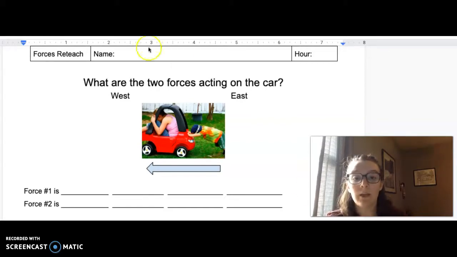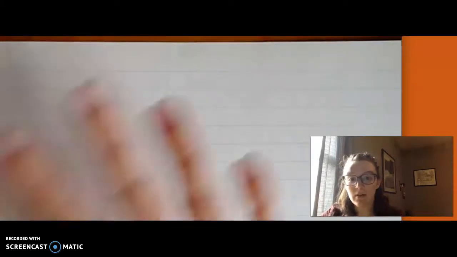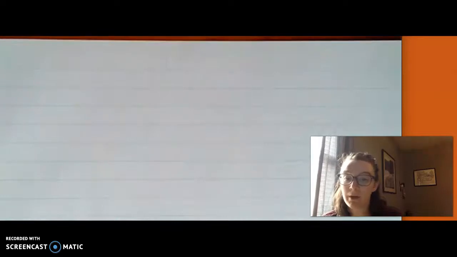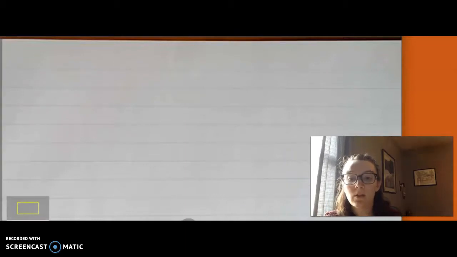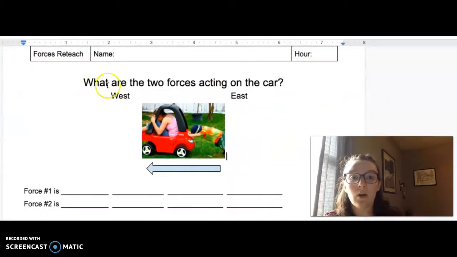Not only am I working with this sheet of paper, but because I want to have notes on this, I also have my own scratch sheet of paper, which I would recommend having during this video so you can write this stuff down as well. So looking back at this sheet, it says, what are the two forces acting on the car?